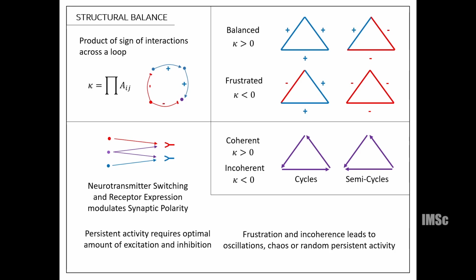And similarly for directed networks, what you can do is look at cycles, or semi-cycles, meaning these are loops, but they don't have the cyclic order. So here you have a source and a target, but the structure forms a loop, so you call it a semi-cycle. But the principle is the same. You take the product of all the signs. If it's positive, it leads to coherent signaling. So generally, if you want to fix attractors in your network, you would prefer balanced triads or coherent signaling.